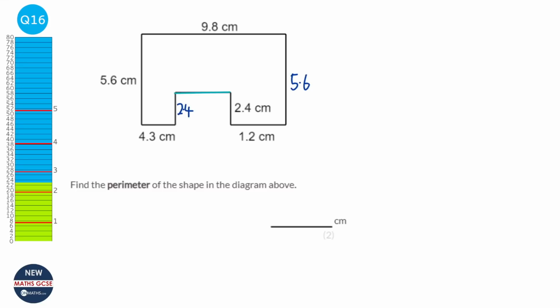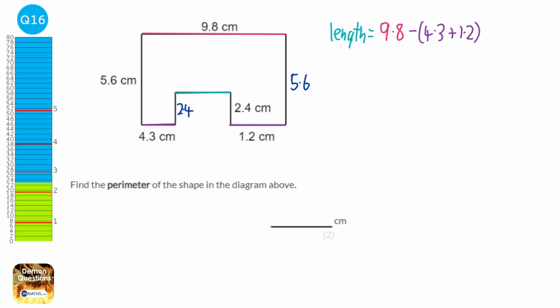What we do is we work out the total length across, or the total width across, which is 9.8, and we take away the bits that we know. So we take away these purple lengths at the bottom. So to work out the length of the missing bit, we're going to do 9.8, and we're going to take away the 4.3 plus the 1.2. And then when we do that, we do 9.8, take away those bits, we get 4.3. So this missing bit here is 4.3.